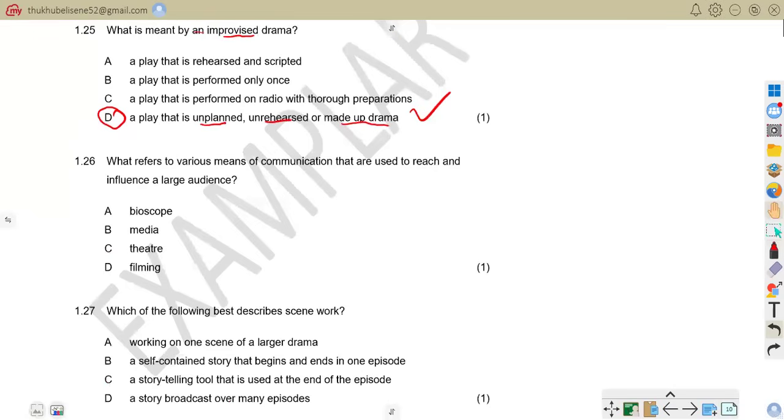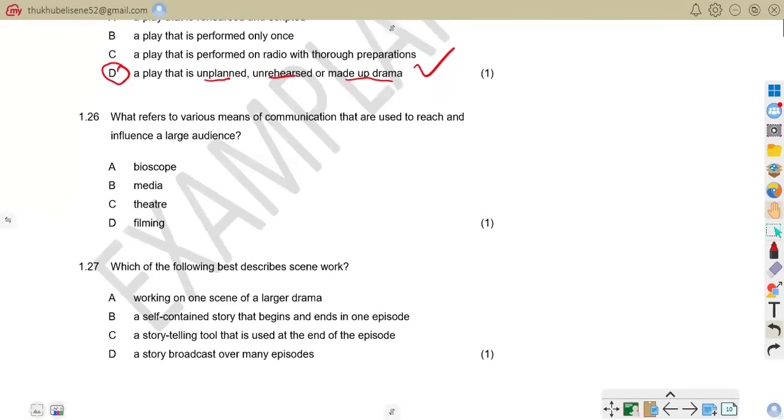Now we come to 1.26. What refers to various means of communication that are used to reach and influence a large audience? The correct answer there is B. That is media. Media refers to various means of communication that are used to reach and influence a large audience. Which of the following best describes scene work? That is 1.27. And the correct answer there is A. Working on one scene of a larger drama.